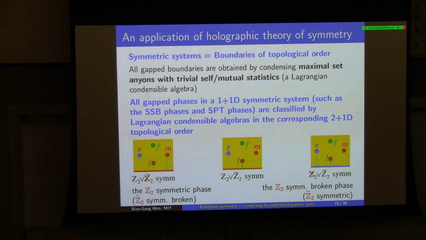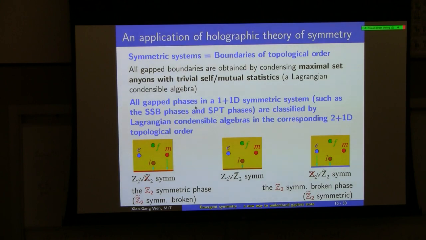So, now you have this holographic picture of symmetry, so how do we make use of it? One thing we say is that when you have a symmetry, we have gapped states. The gapped states may be symmetric states, or spontaneous symmetry breaking states, or so-called symmetry protected topological order, SPT states, or some other things. But using the holographic picture, we can obtain the same results.